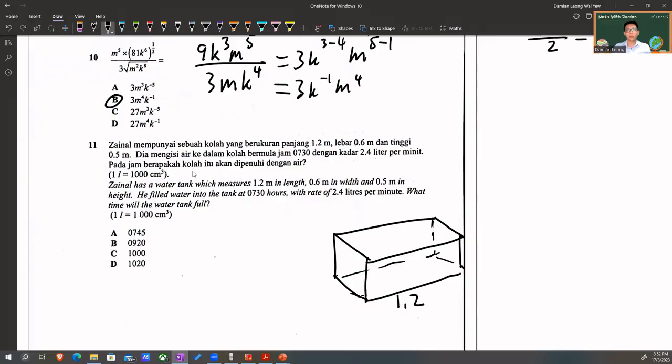1.2 meters length, 0.6 meters width, 0.5 meters height. He filled water into the tank at this time, rate 2.4 liters per minute. What time will the water tank be full? So let's find the volume first. Volume is 0.5.